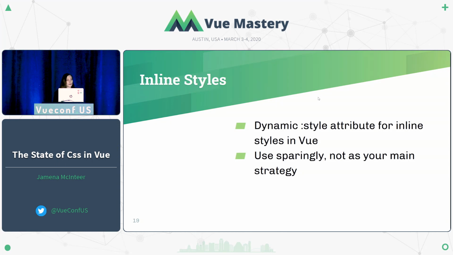Vue also comes with support for dynamic style attributes. So this is the v-bind:style or the colon style attribute for inline styles in Vue. This is not a good strategy for using CSS throughout your app as your main strategy, but it can be good for toggles, for switches, for on-off kind of things, but use it sparingly. With inline styles, it's hard to override the styles. They have very high specificity, and they don't support media queries. So it's best to avoid it except when you actually need to use it.